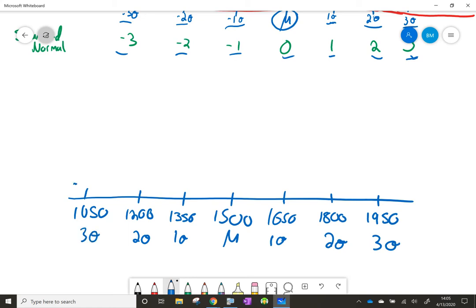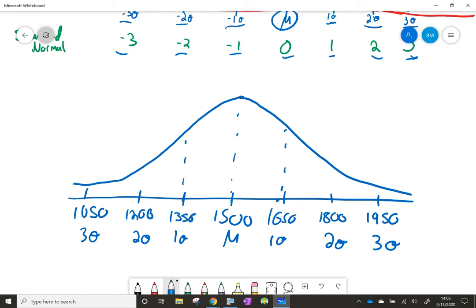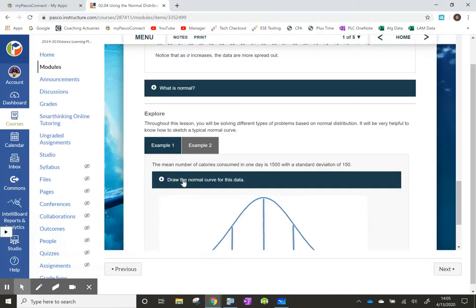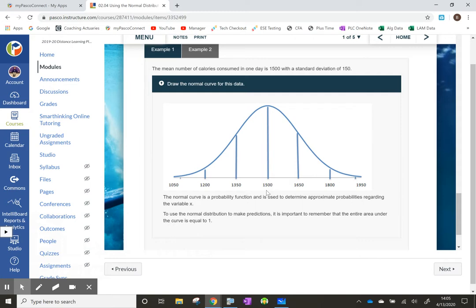So the curve would look something kind of like this, be at the peak in the middle and drape down near the end. So the mean's in the middle, and then you've got your 1 standard deviation away, 2 standard deviations away, and then 3 at the very end. So that's what the graph would look like. And when we go here, you can see there it is, right? 1,500 in the middle, and then 150 separating the first, second, and third standard deviations. Okay.